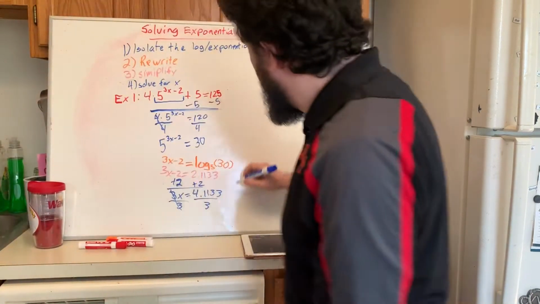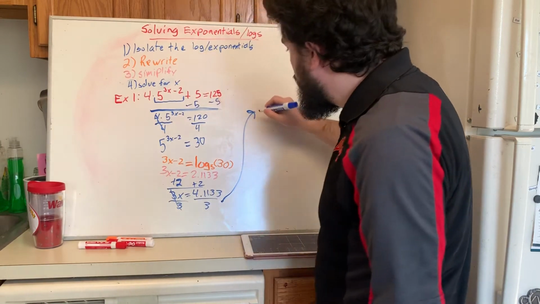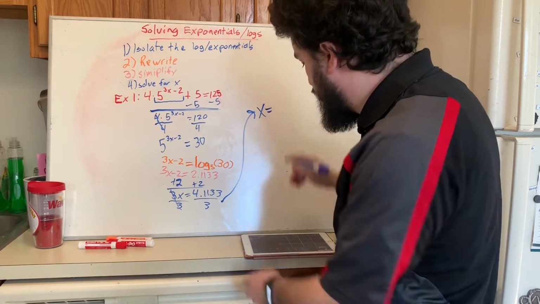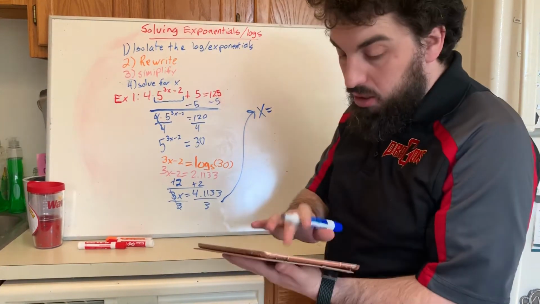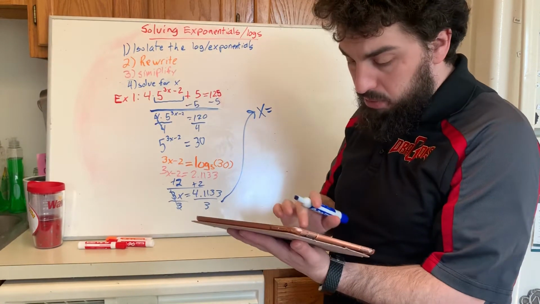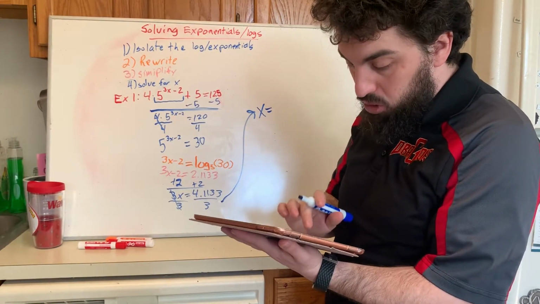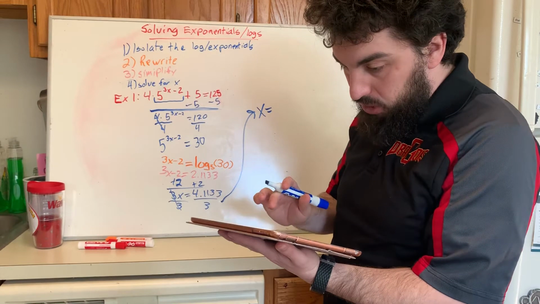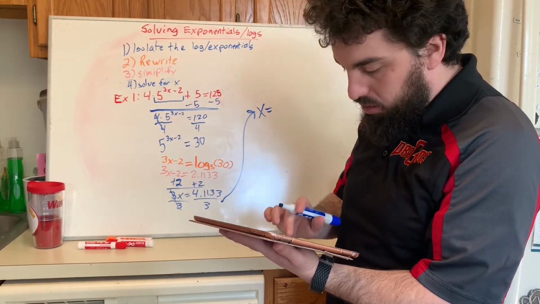Finish by dividing both sides by 3. And we will get an answer already up here, nice and big. X is equal to, and again, just type it into your calculator, 4.1133 divided by 3.